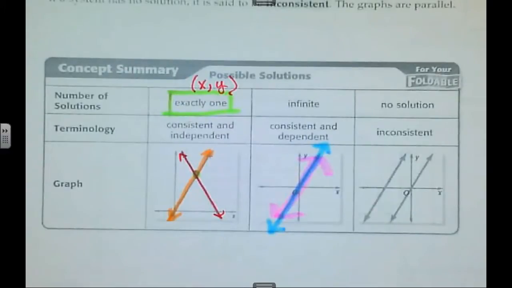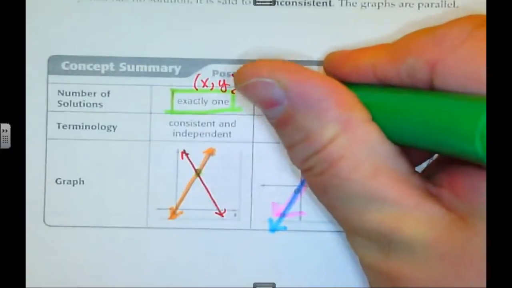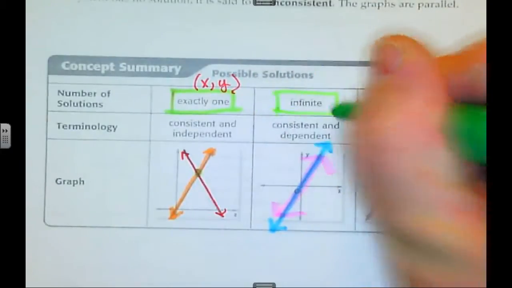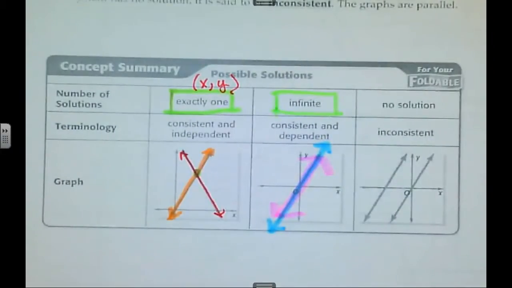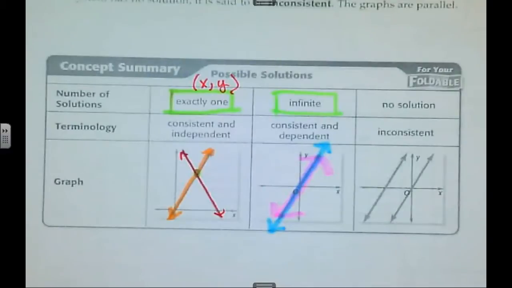Now, if you don't write down infinitely many solutions or infinite solutions, you get the answer wrong on your quiz or test. Even though you could have done a whole ton of algebra work to get to that point, if you don't write down infinitely many solutions, you get at least half a point taken off for the problem. Please don't make that mistake.